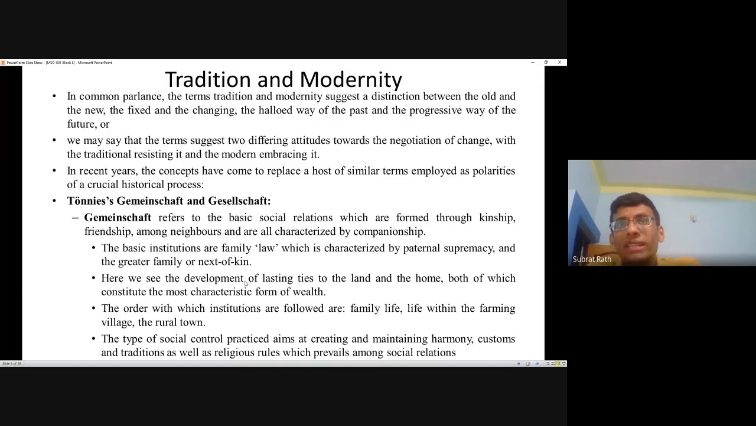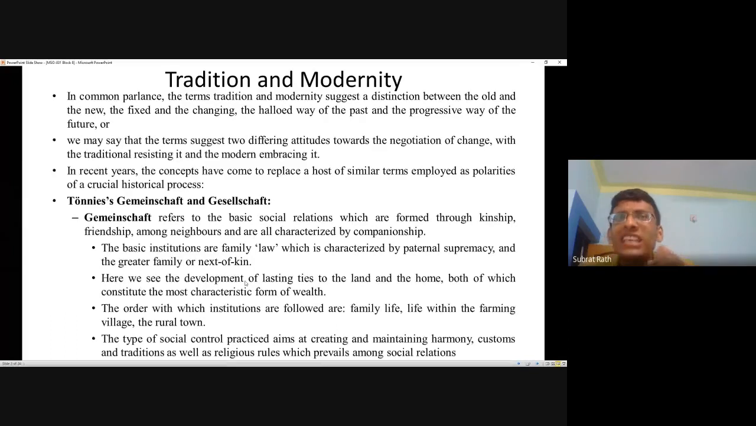Let's begin with the meanings of tradition and modernity. In common parlance, the terms tradition and modernity suggest a distinction between the old and the new. When someone says "I am traditional," he means that he belongs to a family who believe in some old themes, old philosophy, old thinking. Who terms his thinking old? Those who don't believe just like him; they think the first person's thinking process is old in comparison to their own.